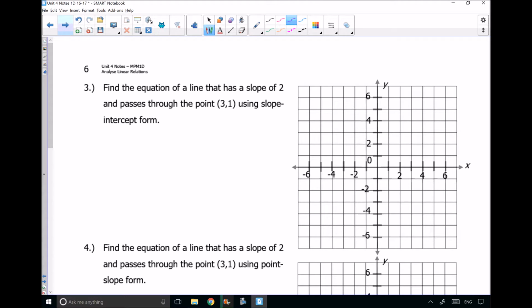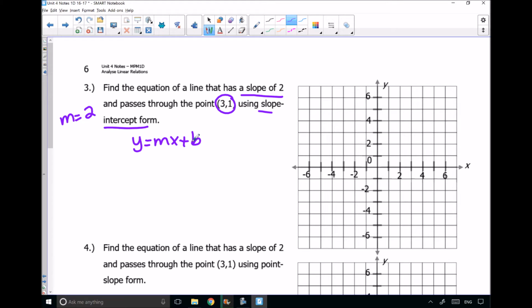Okay, so now number 3 is where things get a little bit trickier. In number 3, it says find the equation of a line that has a slope of 2. So this time we know m equals 2, and it passes through the point 3, 1. And we need to do this using slope-intercept form. So that means we're going to use y equals mx plus b.